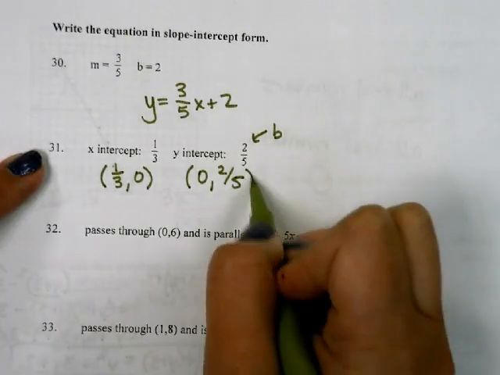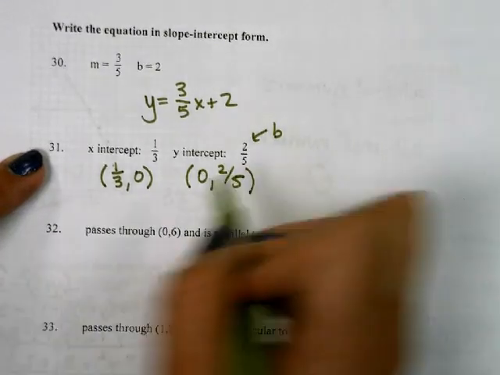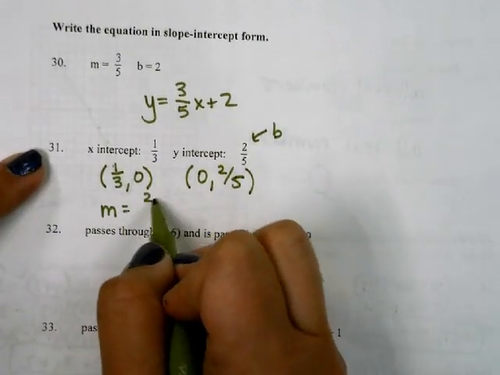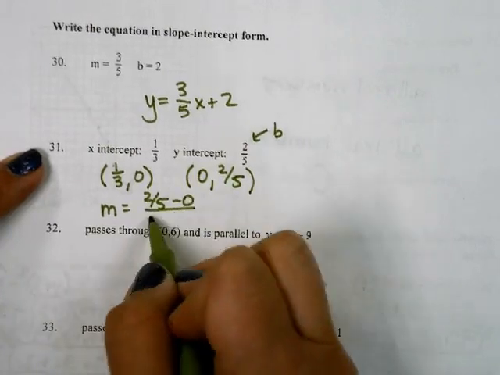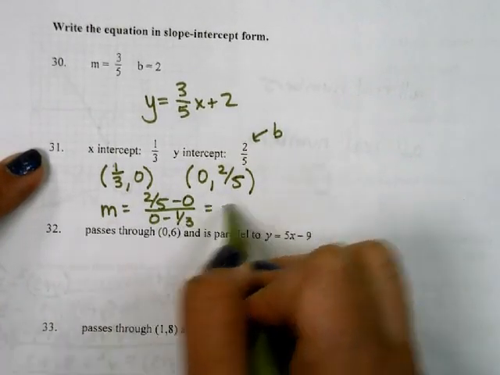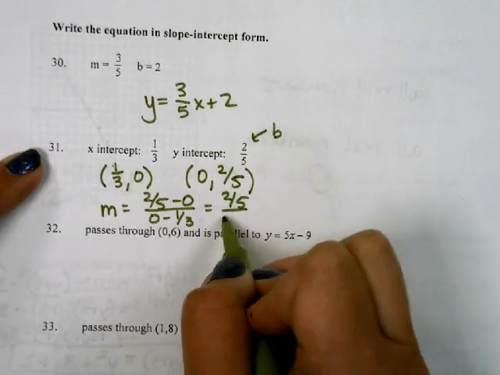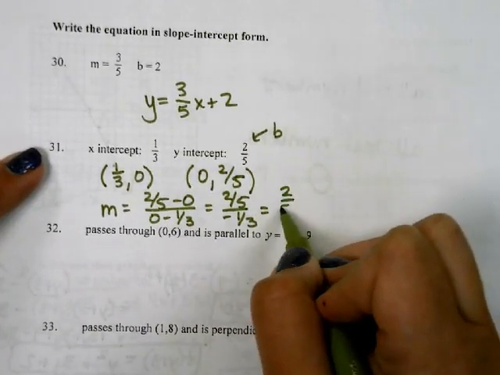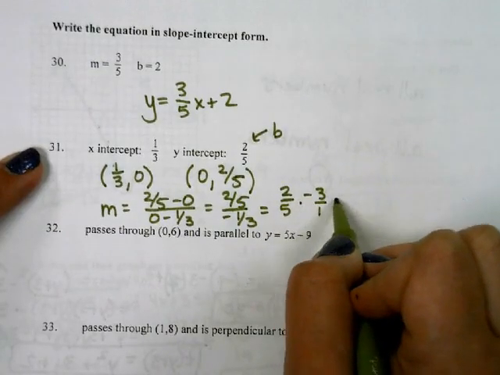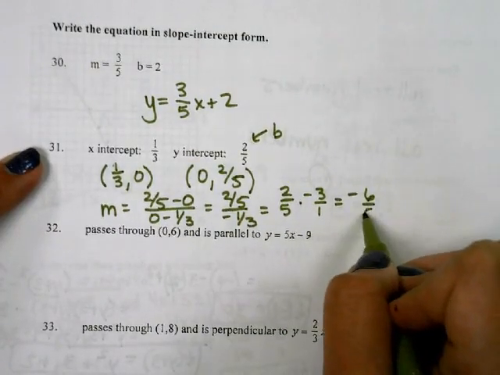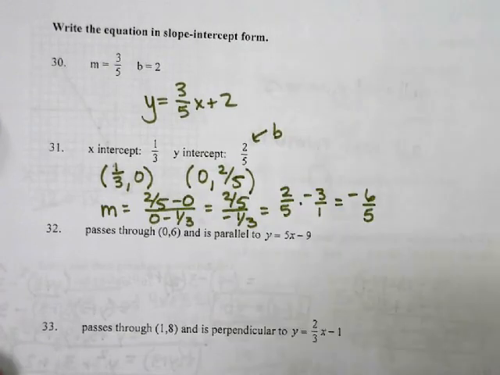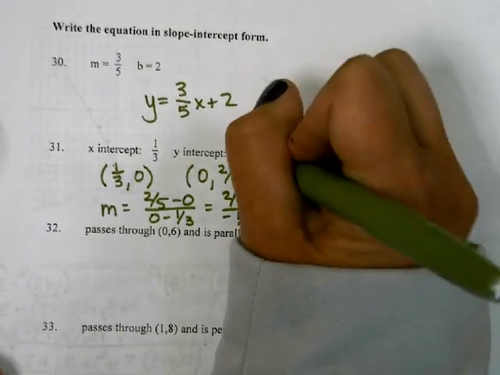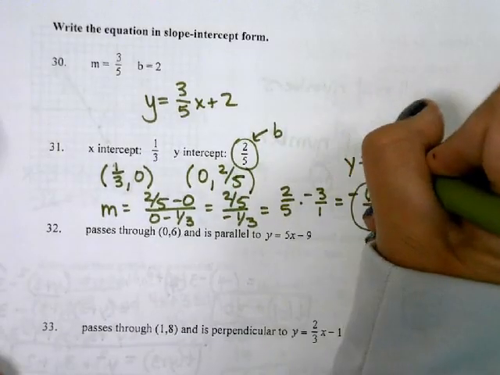So I can find my slope. 2/5 minus 0 divided by 0 minus 1/3. So 2/5 divided by negative 1/3. I can't divide fractions, so I'm going to multiply by the reciprocal. And my slope is negative 6/5. So here's my slope. Here's my y-intercept. So y equals negative 6/5 x plus 2/5.